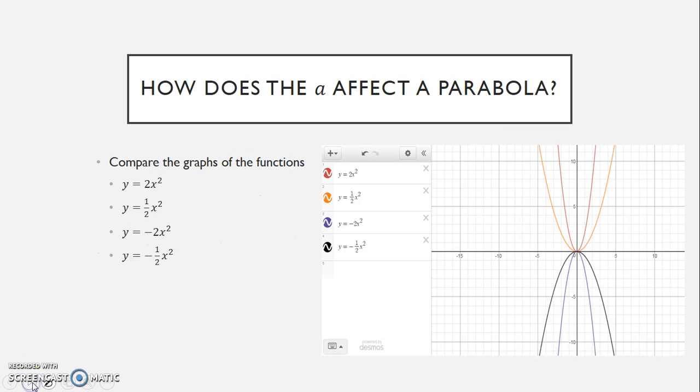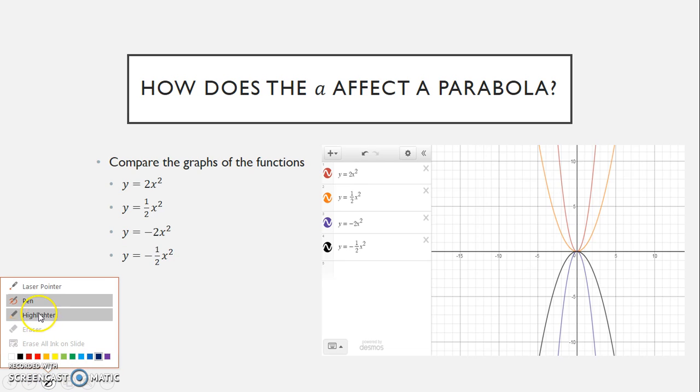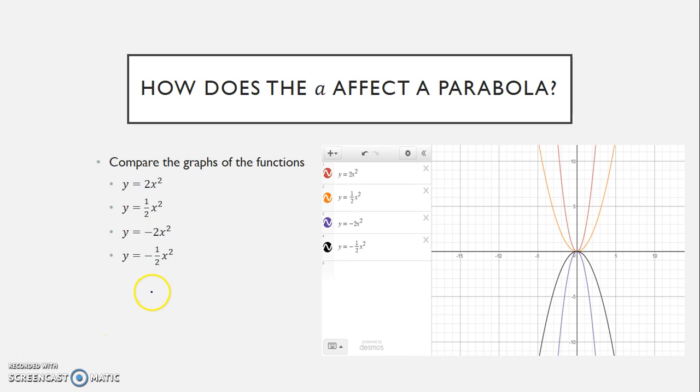Now, how does a affect a parabola? Compare the graphs of the functions y equals 2x squared, y equals 1/2 x squared, y equals negative 2x squared, and y equals negative 1/2 x squared. So we have them over here on the right hand side this time, where each one is a different color, in the same order on the left. So take a look at those. All the graphs have the same vertex of (0, 0), and the axis of symmetry, x equals 0.